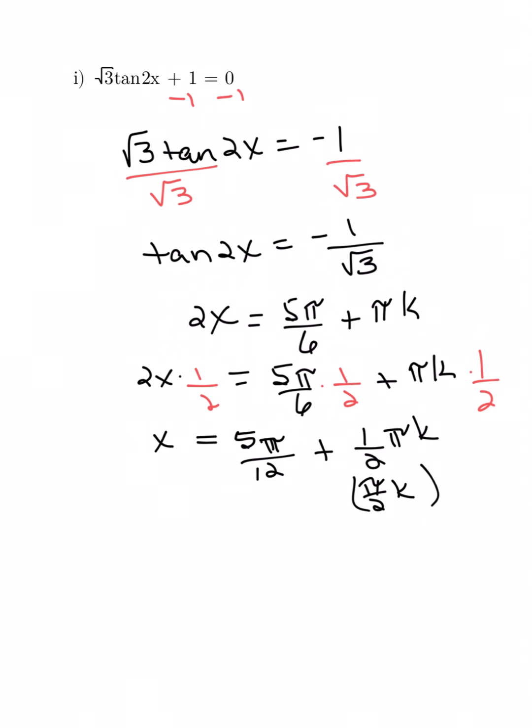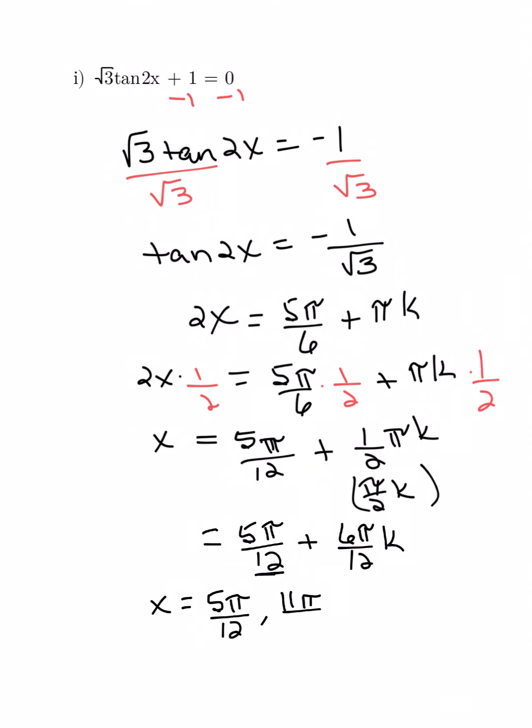This statement gives us all the solutions. We only want the solutions between 0 and 2 pi. To help us out, we're going to get a common denominator, so we're going to leave 5 pi over 12 alone, but 1/2 is the same thing as 6/12. So we're going to change that to plus 6 pi over 12k. That means then our first solution is always the first angle that you came up with, 5 pi over 12. For your second solution, add the fraction. 5 pi over 12 plus 6 pi over 12 gives me 11 pi over 12.